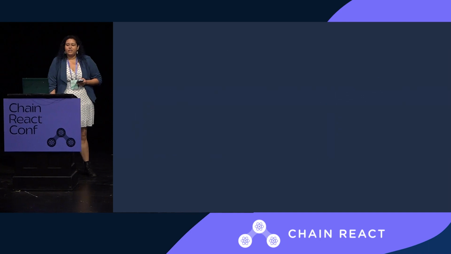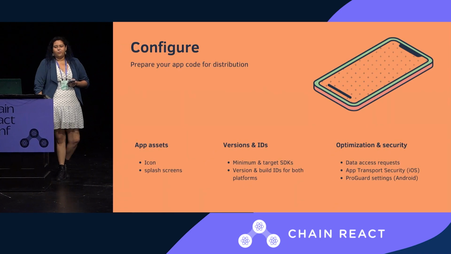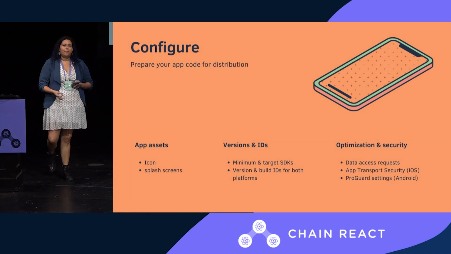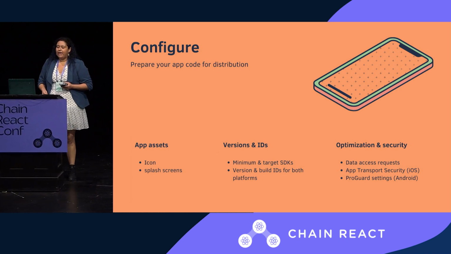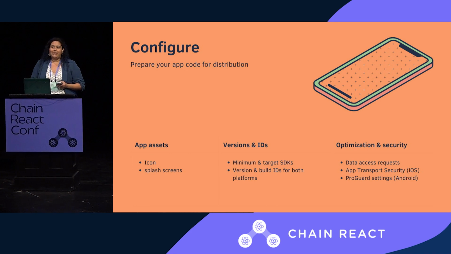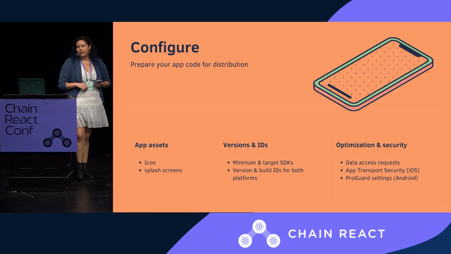And again, configuration is preparing your app code for distribution. This is going to be things like setting up your app assets, like your icons and your splash screens, setting your versions and IDs, and also flagging any variables related to optimization and security for production builds.